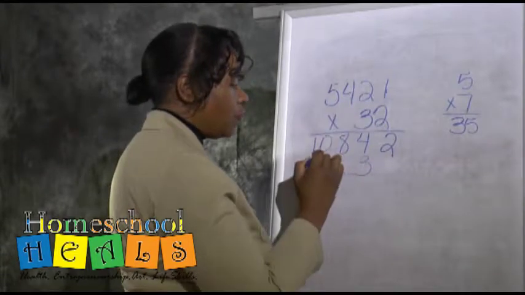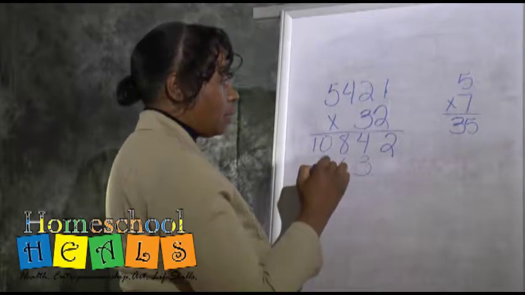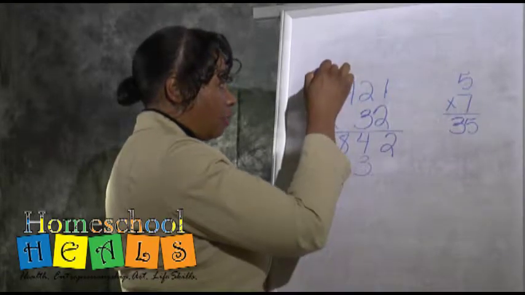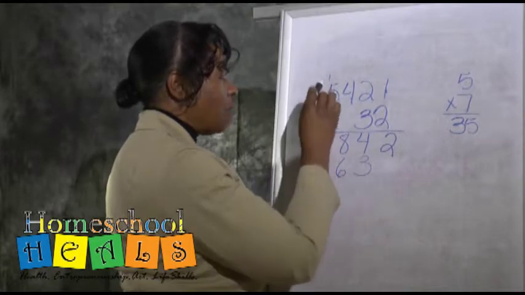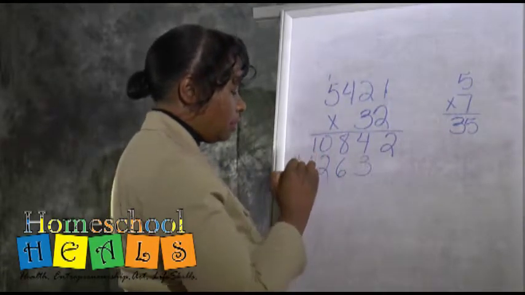3 times 4 is 12. Right? And I got to carry that 1 there. 3 times 5 is 15. If we add a 1, that's 16, which makes that.